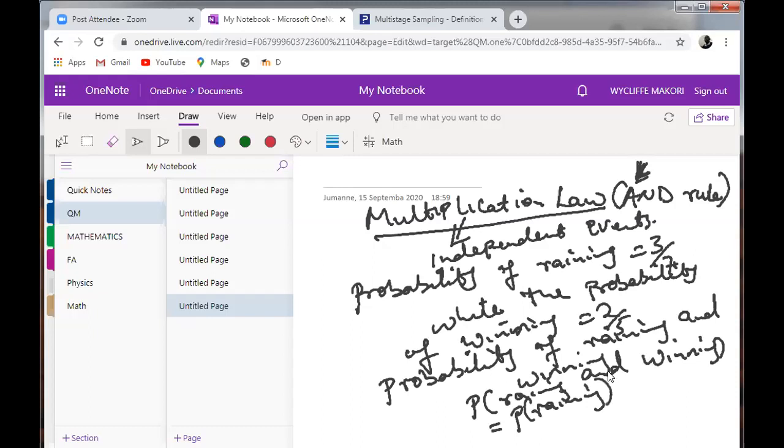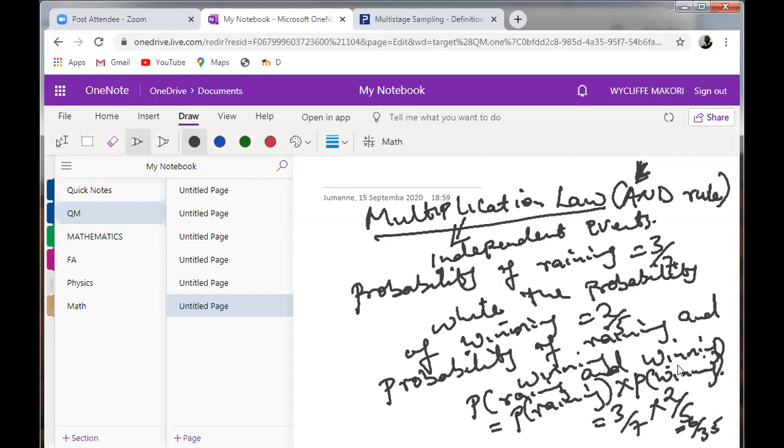Because of this word "and", we normally use the multiplication rule, times the probability of winning. So you will find it's going to be a case of 3/7 times 2/5. So you can get this one to be 6/35. And that is the end of it.